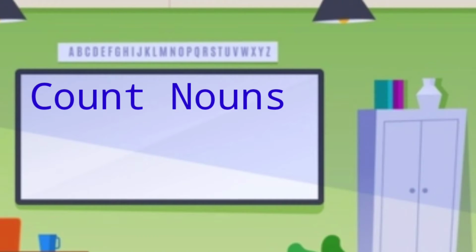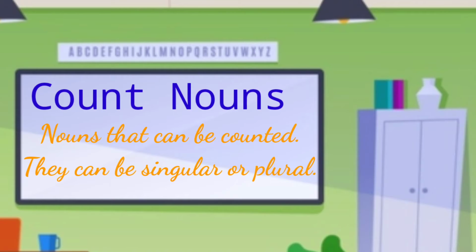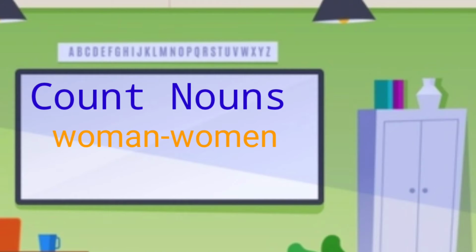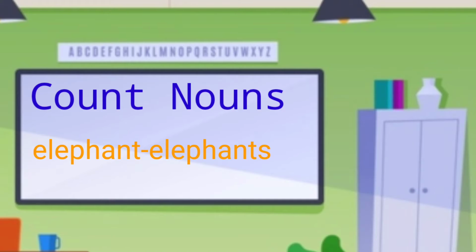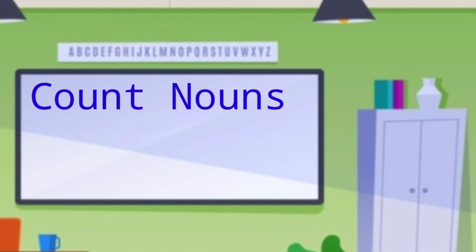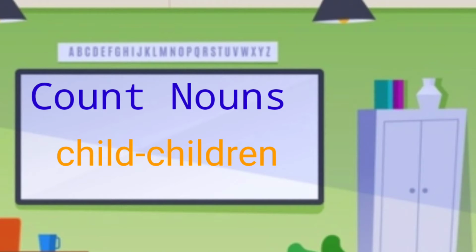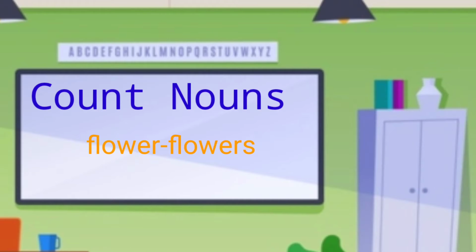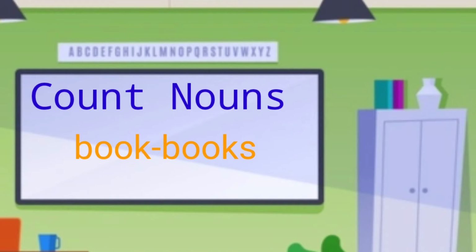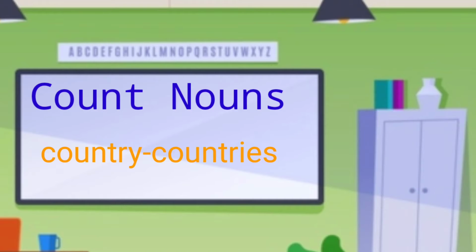First, we have count nouns. They are nouns that can be counted. They can be singular or plural. Examples: woman, women; elephant, elephants; baby, babies; child, children; flower, flowers; book, books; country, countries.